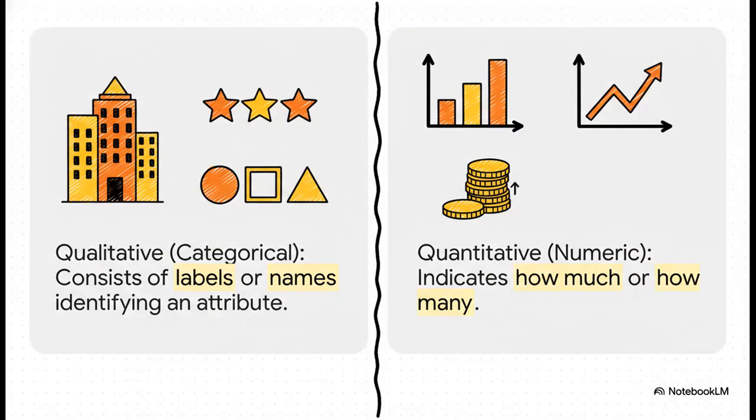Now, all those variables, they basically fall into two big families. On one side, you have your qualitative data. Just think of these as labels or names like NYSE or NASDAQ, simple categories. On the other side, you have quantitative data. This stuff tells you how much or how many. It's all about the numbers, like a share price. And getting this difference is absolutely crucial because it determines every single tool you can use from here on out.